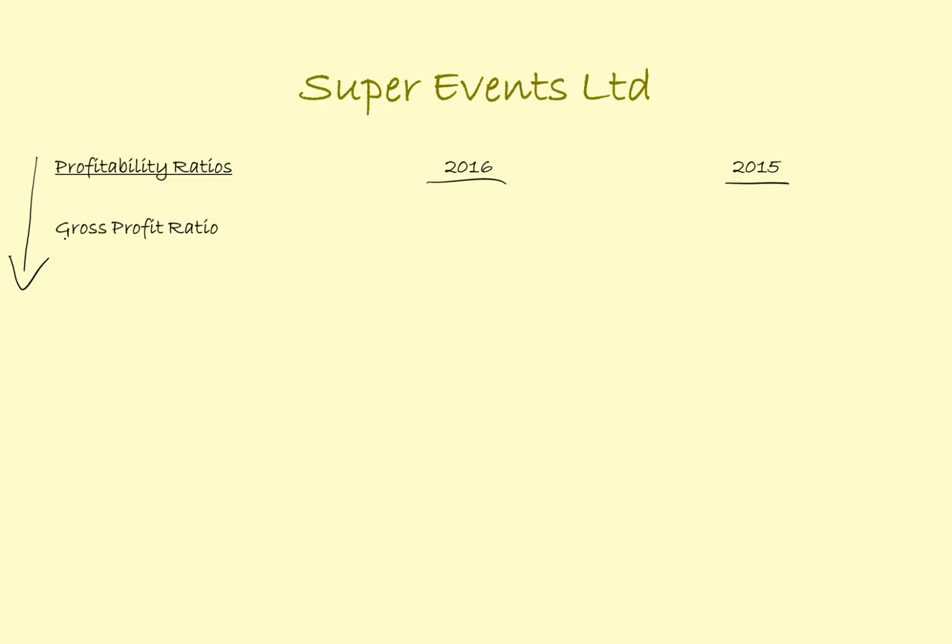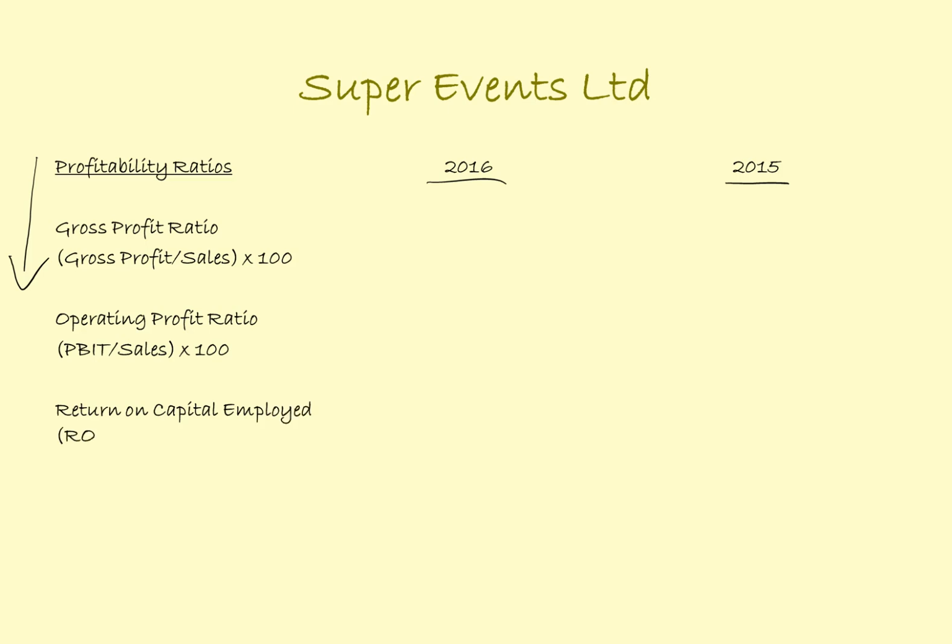So I'm asked to do the gross profit ratio, which is gross profit divided by sales multiplied by 100. I'm going to do the operating profit ratio, which will be the operating profit, which of course is the same as profit before interest and tax, PBIT, divided by sales multiplied by 100. And I'm also going to do the return on capital employed, ROCE. Now the ROCE will be the operating profit, PBIT, divided by the capital employed multiplied by 100.